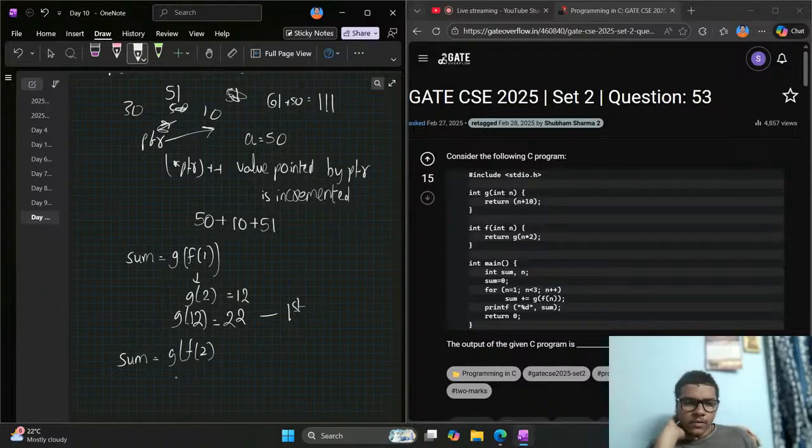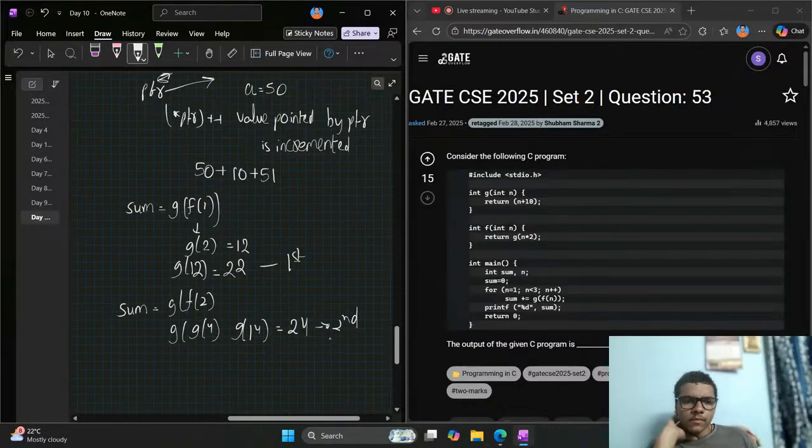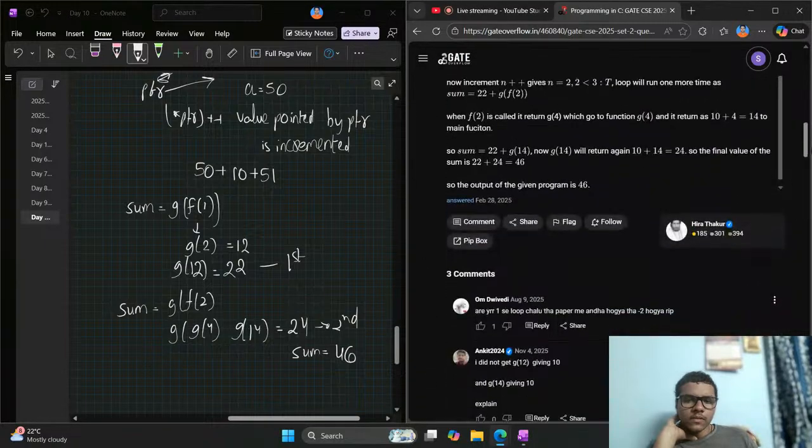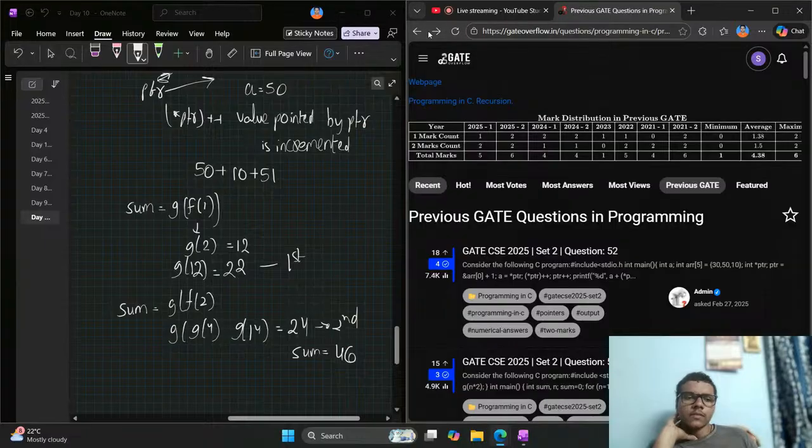What does f of 2 call? F of 2 calls g of 4. So g of 4 calls, so that is g of 14. G of 14 is 24. That is the second iteration. So now sum is 22 plus 24, that is 46, and 1 and 2, that's it, right? So 46 should be your answer. Yes, 46 is your answer.